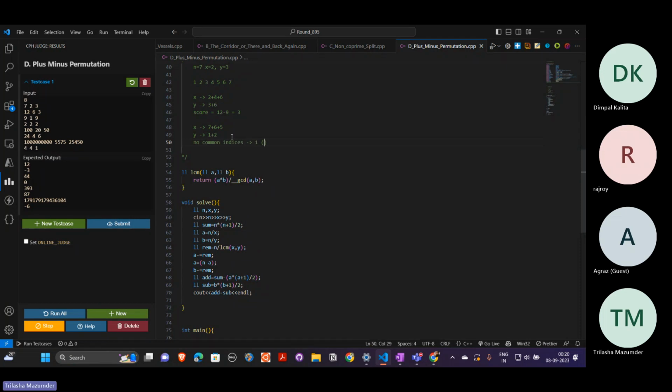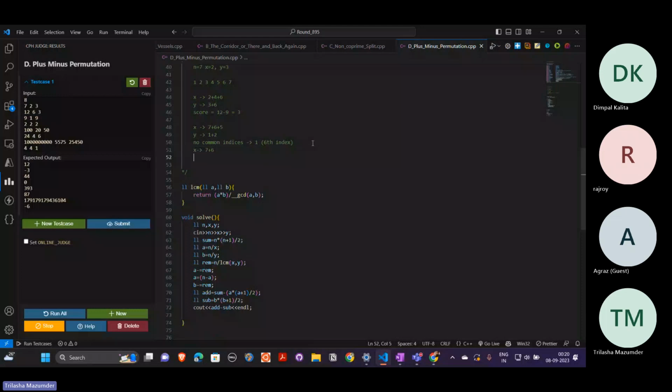That is the sixth index. The sixth index is common to both. That means the value of that won't be subtracted. So the number of things that I have to consider now will be: for x, I won't take the 5; I'll take 7 plus 6, and for y I'll take only 1.